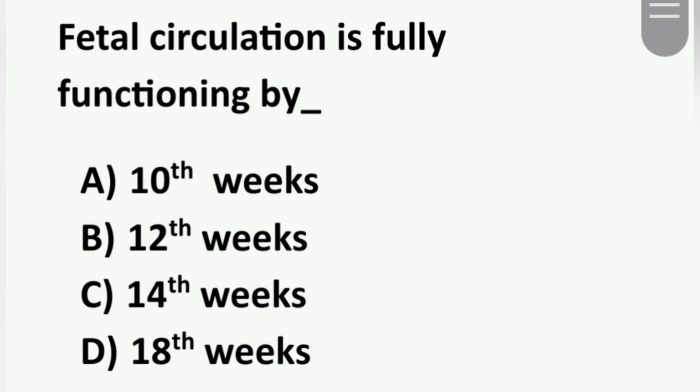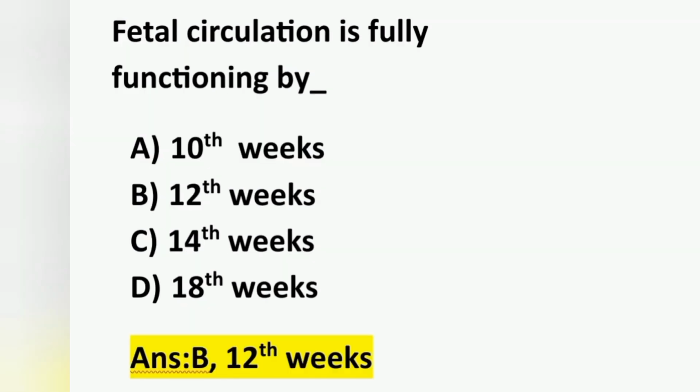The next question, fetal circulation is fully functioning by. Options are option A 10th week, option B 12th week, option C 14th week, option D 18th week. So when will the fetal circulation function fully? That is the question. So answer is option B 12th week. By 12th week the fetal circulation will function properly. That is after first trimester. Okay, by 12th week onwards.